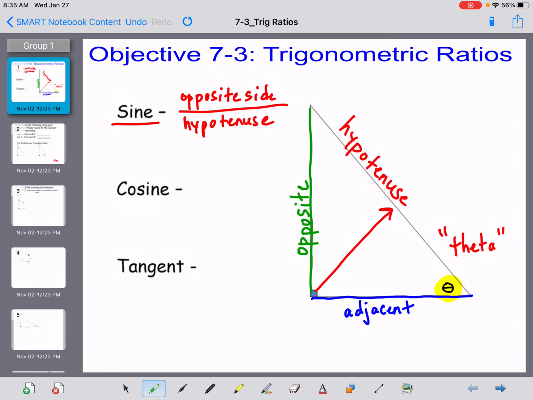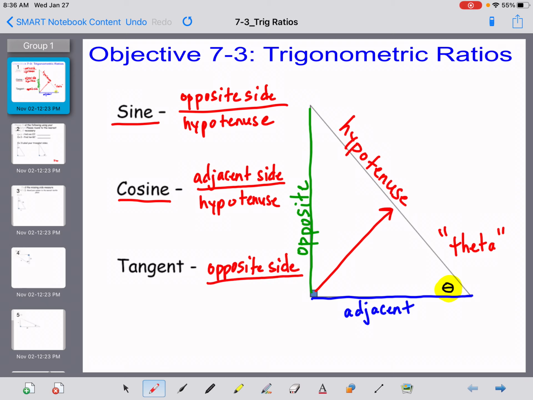Okay? So now, the cosine function is the adjacent side and the hypotenuse. So we set up a ratio for the sine function using the opposite side and the hypotenuse. For the cosine function, we use the adjacent side and the hypotenuse. So for the tangent function, guess what? We're going to use the opposite side and make a ratio using the adjacent side.